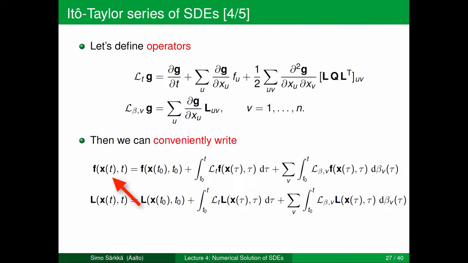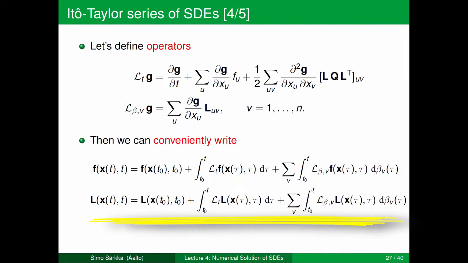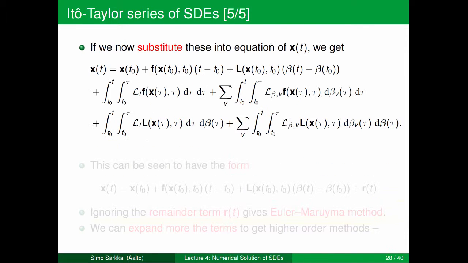Then we can conveniently write both f and L as follows. So f is equal to f(x(t0), t0) plus the integral of L_t applied to f dτ, plus then the stochastic integrals of L_β,v applied to f over dβ. And for L, we have an analogous expression. Finally, we can substitute these into the equation of x(t), which gives an expression like this.